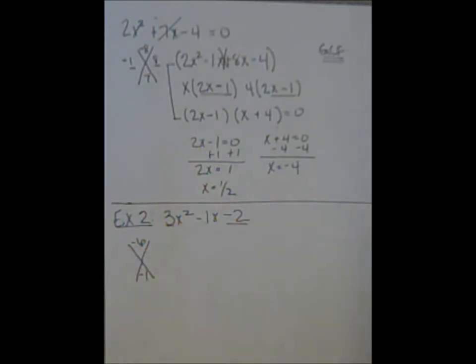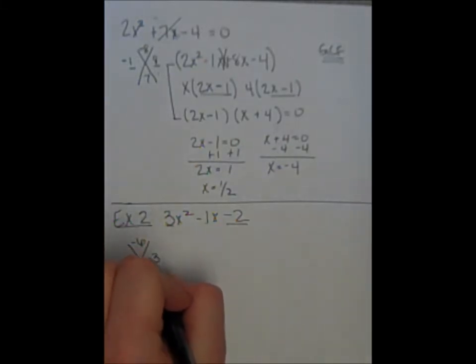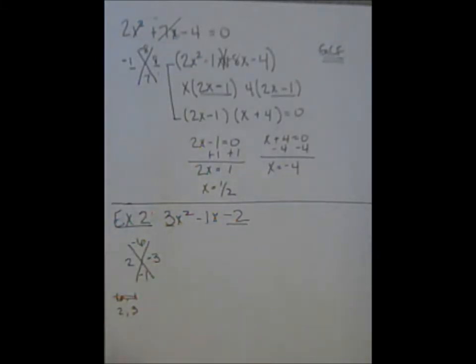Okay, factors of 6, you only have 2 choices. It's either 6 and 1 or 2 and 3. So if I'm trying to get to 1, obviously I don't need this one. I need 2 and 3. Now, I need a negative somewhere because I have to be at negative 6. And when I add them, I want the answer to end up negative. So that means the bigger guy gets the negative. Okay, 2 times negative 3 is negative 6. 2 plus negative 3 is negative 1.